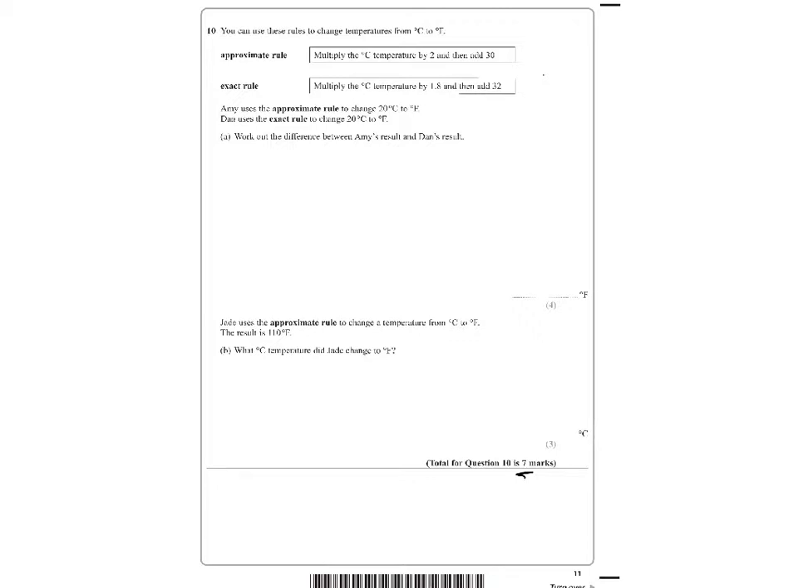You can use these rules to change temperature from degrees C, that's Celsius, to degrees F, which is Fahrenheit. Approximate rule, multiply the degrees C temperature by 2 and then add 30. So I'm just going to write that as times by 2 plus 30. And then the exact rule, multiply temperature by 1.8 and then add 32.